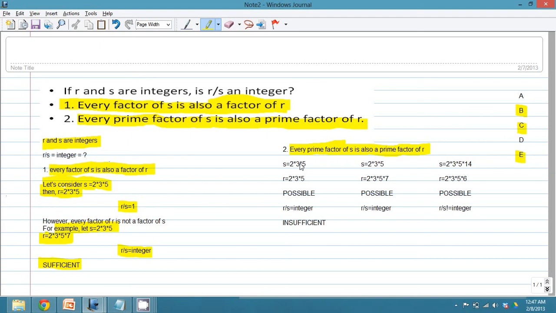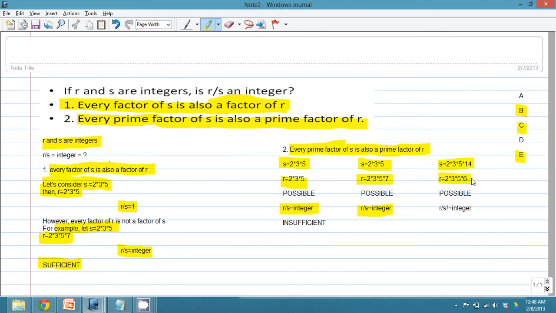Okay. So first you have the same scenarios that we considered here. If you see here, we've taken the same scenarios. S is equal to 2 into 3 into 5. R is equal to 2 into 3 into 5. And r by s will be an integer. So that's all right. Again, s could have certain factors and r could have some extra factors. They need not be factors of s. So r by s would be an integer. But what about scenarios in which s has certain non-prime factors? For example, s could have 14 and r could have 6, or say let's say r has 8.